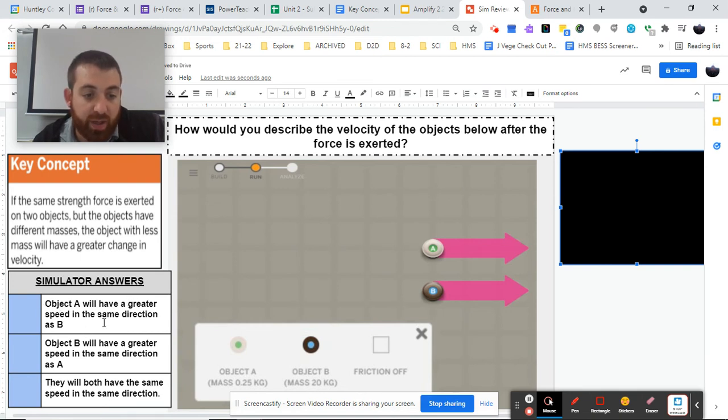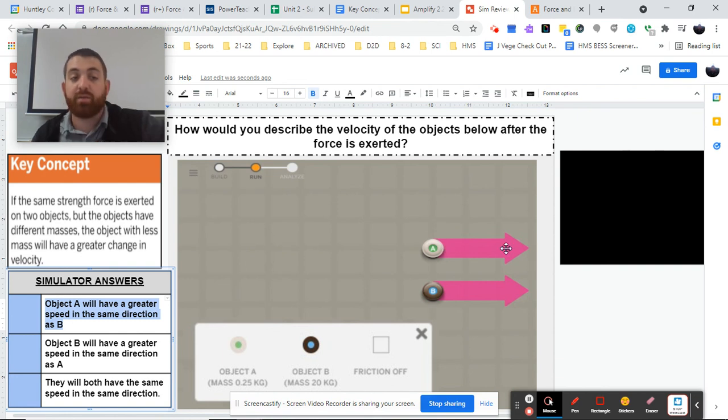Object A will have the greater speed, yes. And in the same direction as B, it absolutely will. If we apply the same force to two objects, we know that if they have different masses, the object with less mass will have a greater change in velocity. So the answer that best shows that is the very first one. Object A has the greater speed because it has less mass, and that has caused the greater velocity change. So that's our answer.